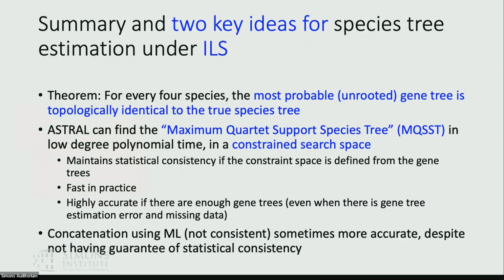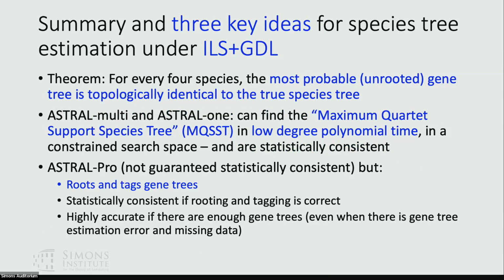Remember, from what I showed you before, the two key ideas from ILS: that for every four species, the most probable gene tree is identical to the tree on the true species tree, and that Astral can find solutions using constrained optimization. It's the same thing for ILS plus GDL. The most probable unrooted gene tree is topologically identical to the true species tree, even when you have ILS and GDL together, and the same algorithmic approach can work, but for statistical consistency. And Astral Pro, although it's not guaranteed statistically consistent, has this additional step, rooting and tagging gene trees.